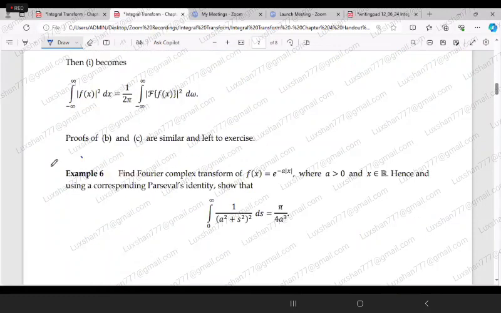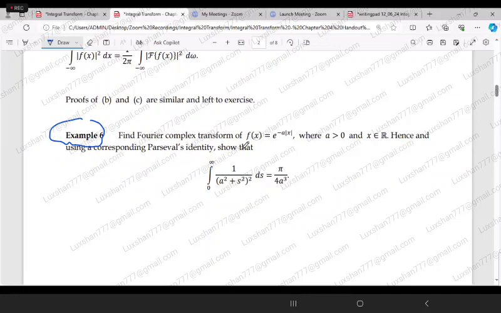Let's have an example here, and we'll understand how the Parseval identity can be used when we have to evaluate some integration. Find the Fourier complex transform. Here they are talking about the complex transform; you have to carefully read the question. Complex transform and Fourier transform are all similar. Fourier complex transform means our ordinary transformation, of f(x). Look at the range: x belongs to R, that means the domain is minus infinity to plus infinity. Therefore we can do this one.